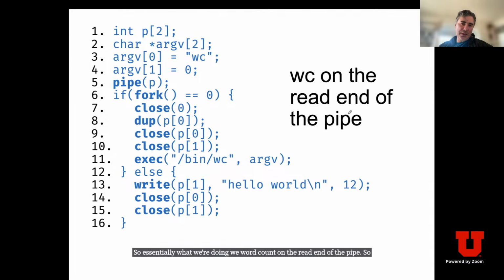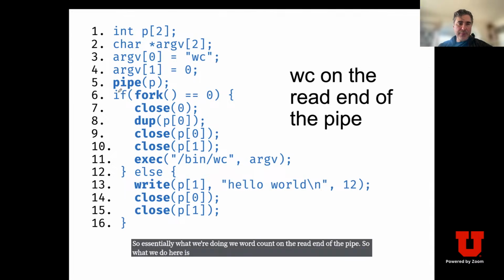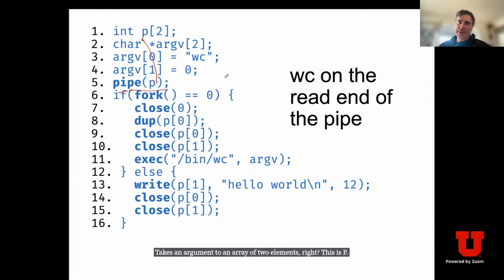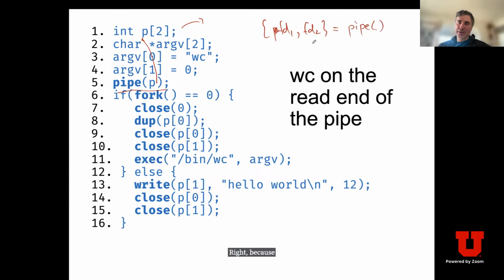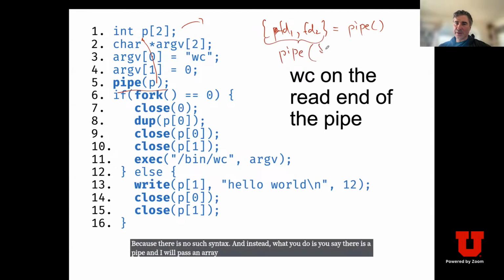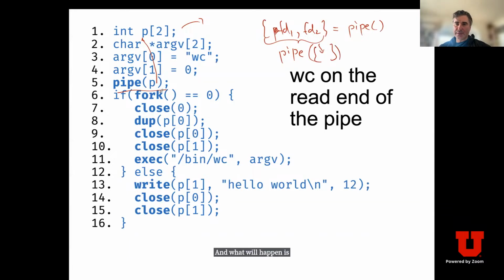So what we do here is we first create a pipe, and the system call pipe takes an argument, an array of 2 elements, right? This is P. The idea is that if you want to return a tuple with 2 file descriptors, fd1 and fd2, you really cannot in C, because there is no such syntax. Instead, you pass an array containing those 2 as an argument here, and the pipe will fill in those ends of P.